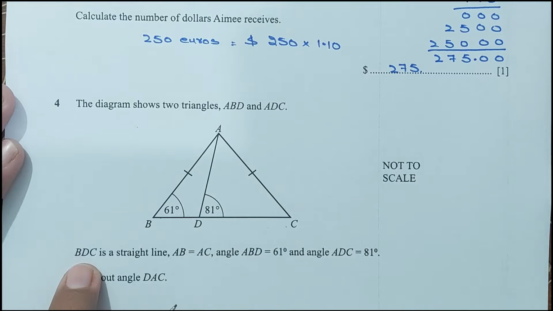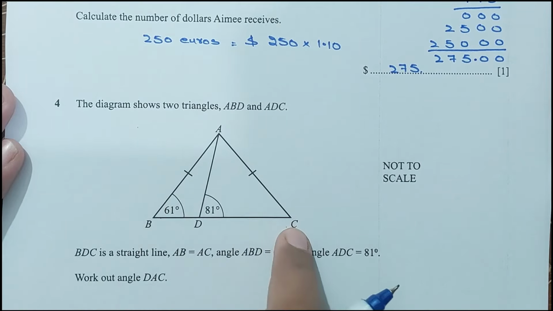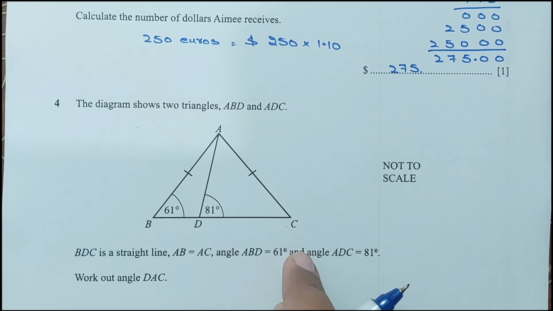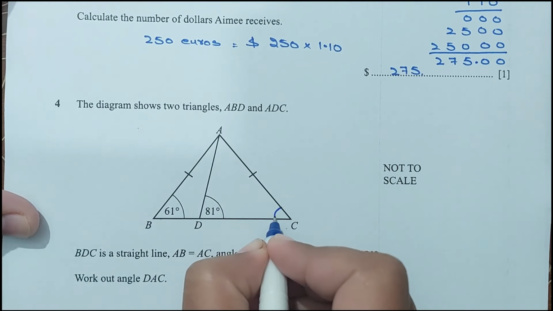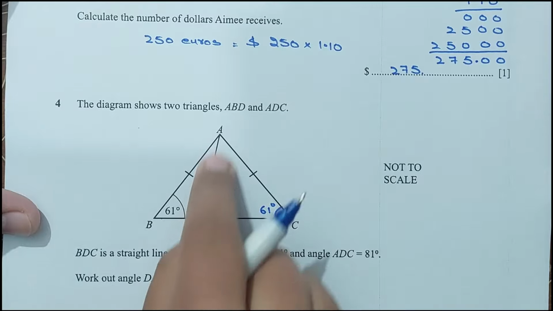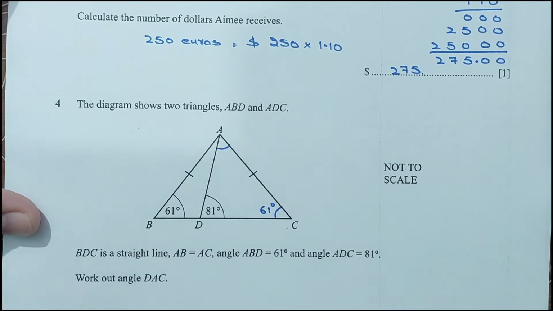Question number 4, the diagram shows 2 triangles ABD and ADC. Okay, now BDC is a straight line. AB equals AC. So in the triangle ABC, AB and AC are the same, so this is an isosceles triangle. When 2 sides are the same, 2 angles are the same. It means if this angle is 61, this angle is also 61 degrees, right? Angle ABD is 61, so this angle is also 61, and that angle is 81 degrees. Work out the angle DAC. This is the angle we have to work out.